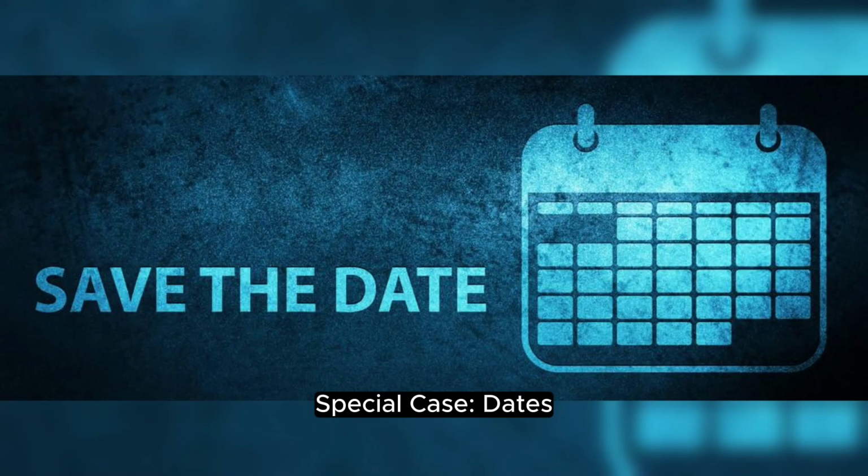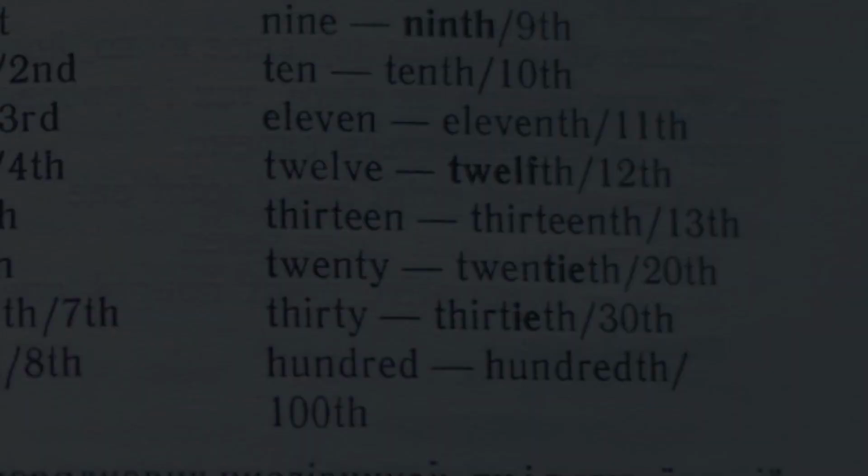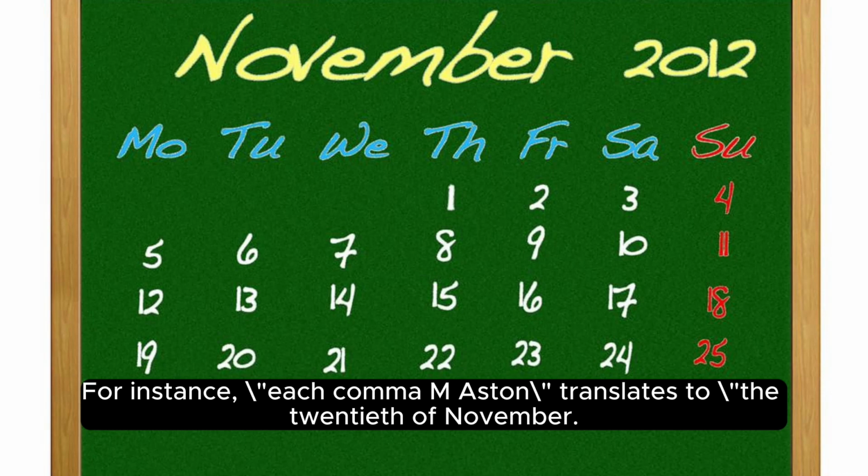Special case, dates. Ordinal numbers take a different form when expressing dates. For instance, am zwanzigsten November translates to the 20th of November.